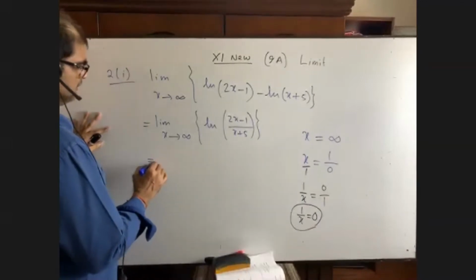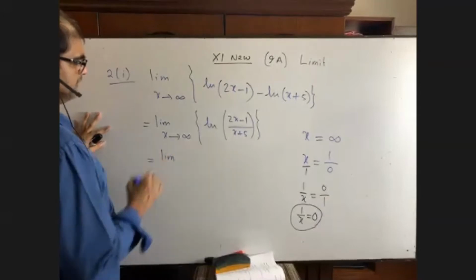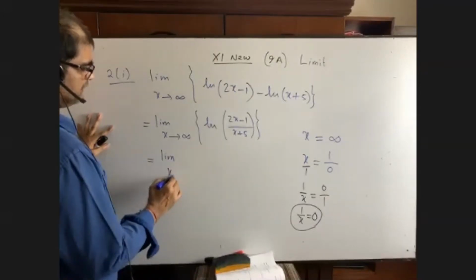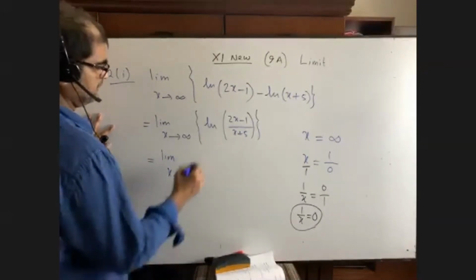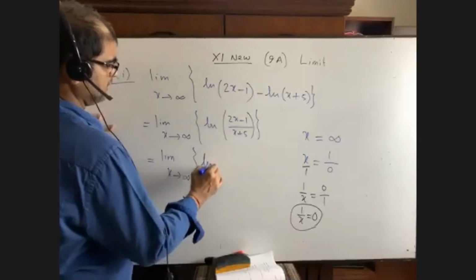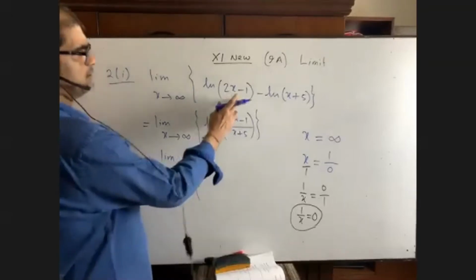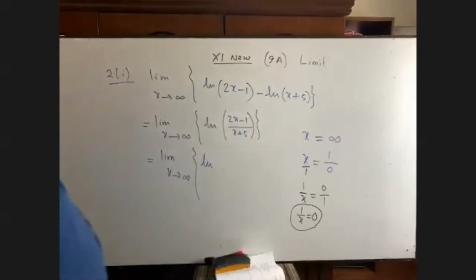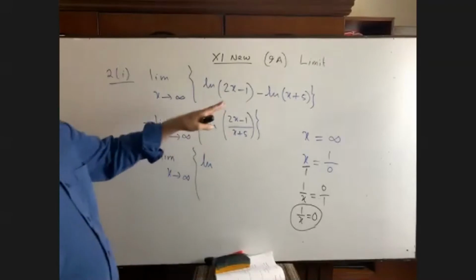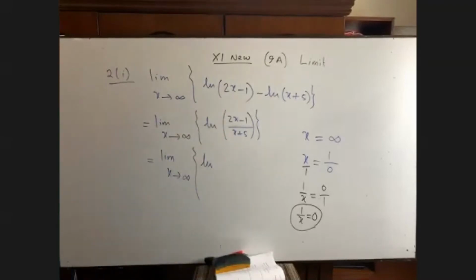I have written limit x tends to infinity. Second bracket: what happened to the minus ln x plus 5? You didn't write it. Minus 1. This is a minus formula. Oh, sorry sir, I understand. Not a matter.